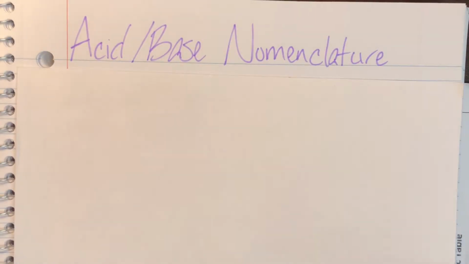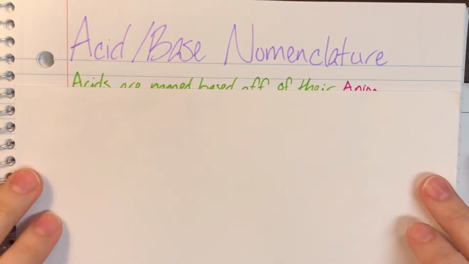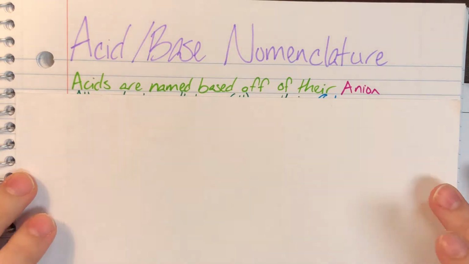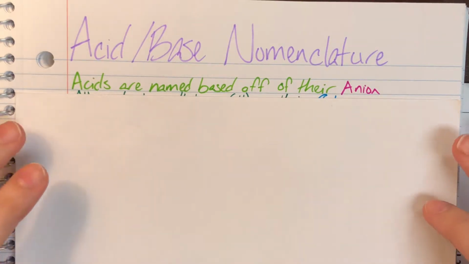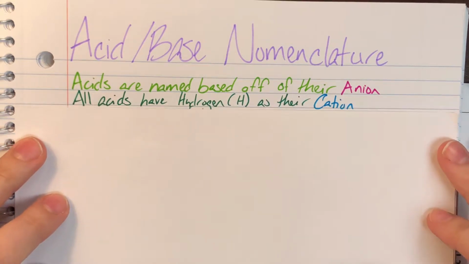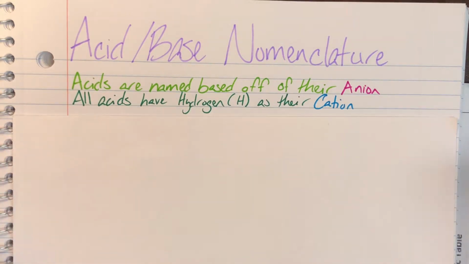Today we're going to be covering acid-base nomenclature. So acids are going to be based off of their anion, which is going to be the second element or compound that appears within the actual formula of my acid. For our purposes, all acids are going to start with H as their cation.